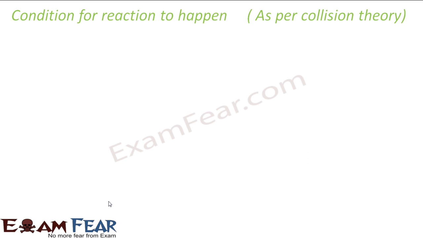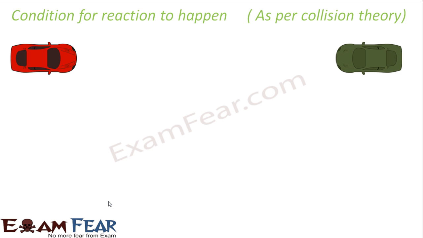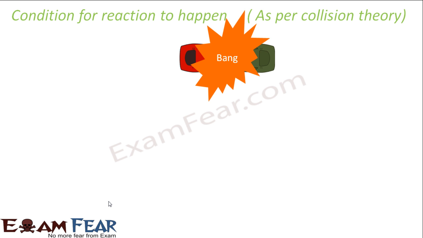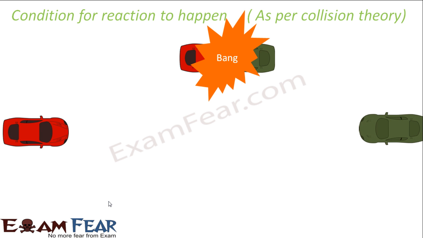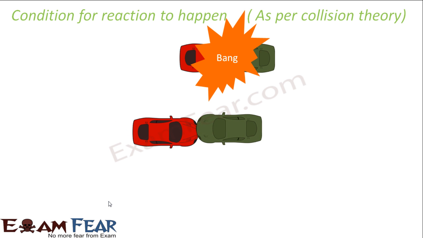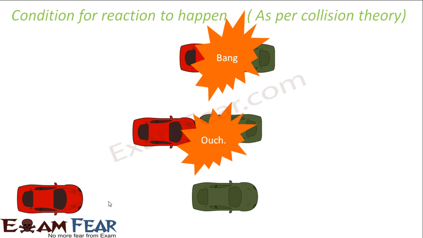So let's see the next theory, which is the collision theory, which is there to explain the same experimental data, that is, when you increase the temperature, the reaction rate increases in a different way. So as per collision theory, a reaction will happen if two molecules collide with a speed like a car. There has to be a bang. If they are slow, the reaction won't happen. There will be an ouch, but there won't be any reaction.